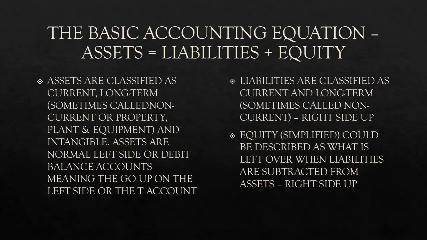In the next few slides, we're going to go all the way back to the very beginning, the idea of the basic accounting equation, which is assets equal liabilities plus equity. I don't know that I need to talk to you about what assets are. Hopefully by now you know. You should also know that those are classified as either current, long-term, sometimes called non-current, property, plant, and equipment, and then the intangible assets. All of these go onto the left-hand side of the equation in terms of their normal sides. That means they go up on the left and they go down on the right.